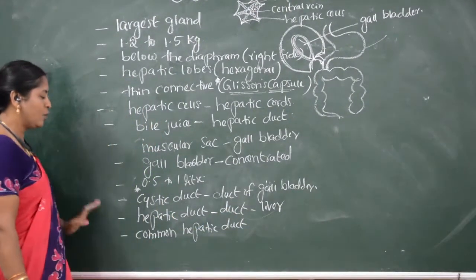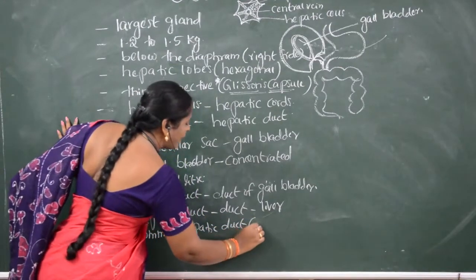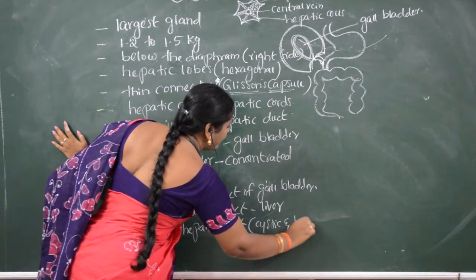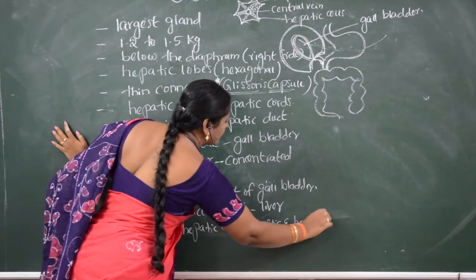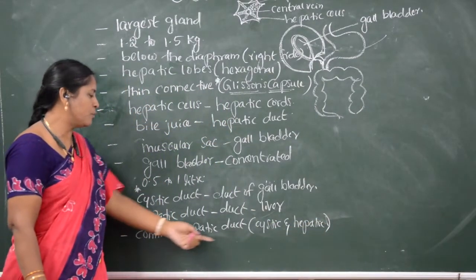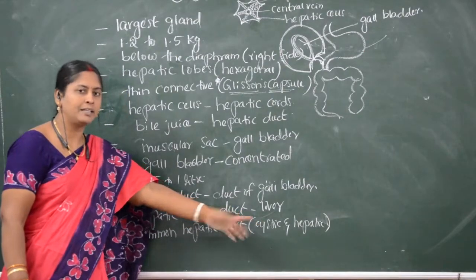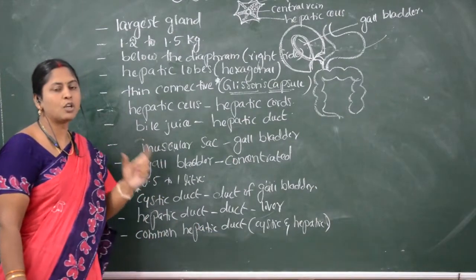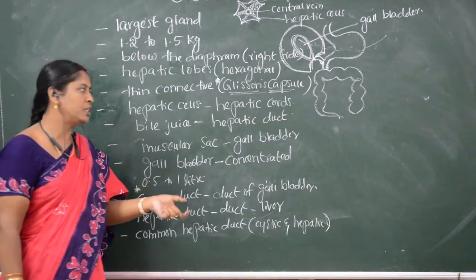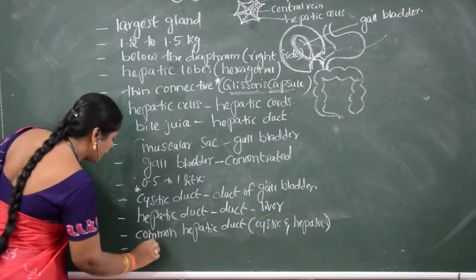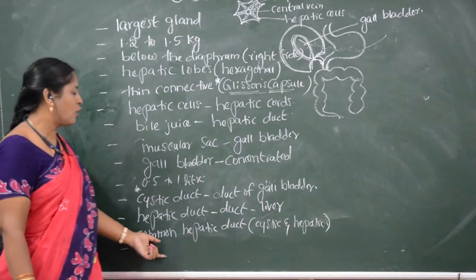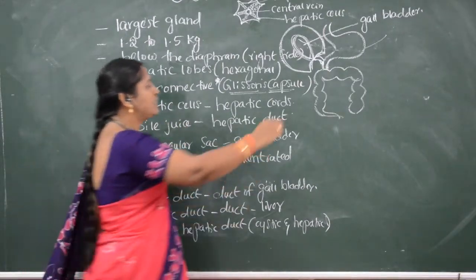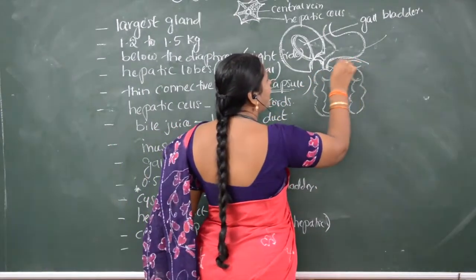What is the common hepatic duct? Common hepatic duct is the union of the cystic and hepatic ducts. Both of these commonly we call the common hepatic duct. This common hepatic duct opens into the duodenum. But the common hepatic duct will not open directly into the duodenum. It unites with the pancreatic duct.